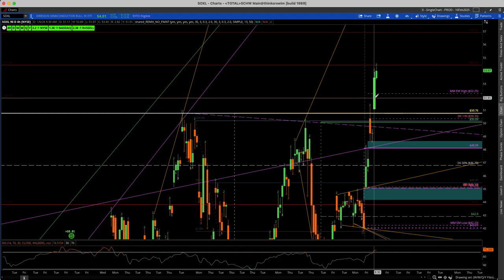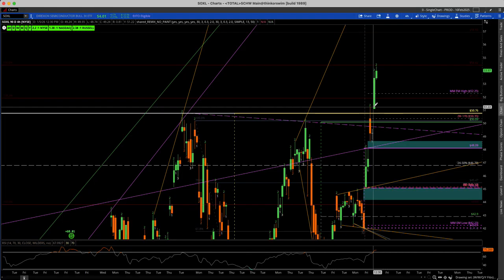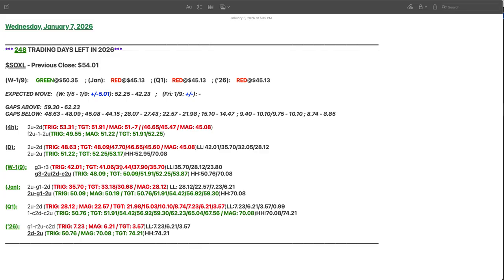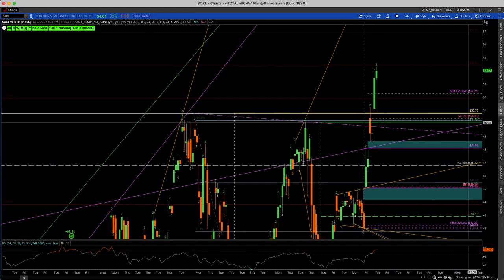So, oops, we messed up our magnitude. Magnitude of this move is 5107. All right. And then we can have an extended target just in case things really get to run into the downside. We do have some economic numbers coming out tomorrow.